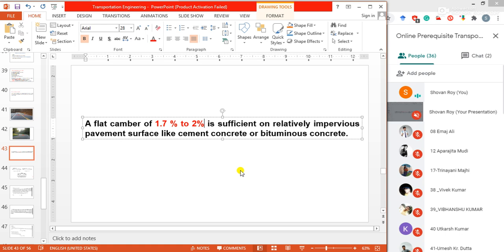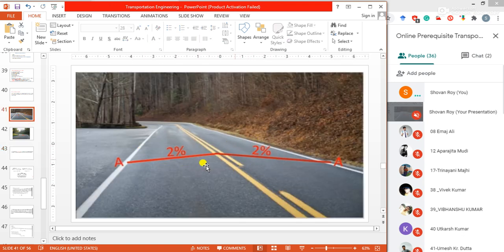Transverse tilt of vehicles causes uncomfortable side thrust. Normally a steep camber is suitable for moving vehicles, but if we provide a very steep slope, that type of camber is not comfortable for the journey. The thrust on the wheels along the pavement edges is more, causing unequal wear of the tires as well as the road surface. So the road surface can be harmed, and the tire can be harmed.